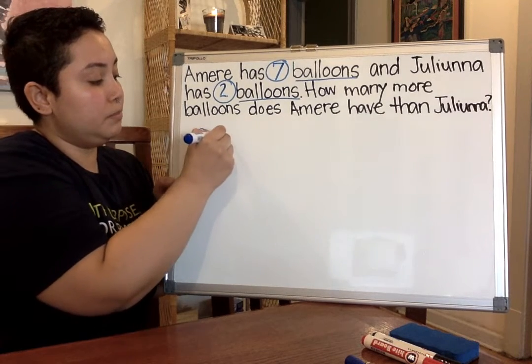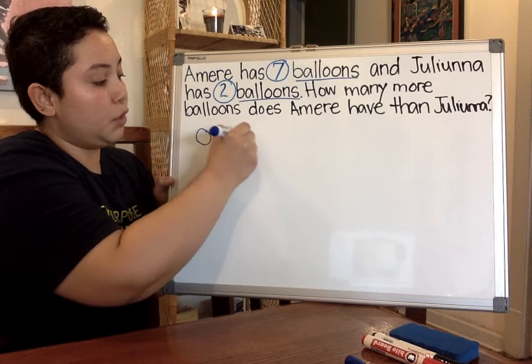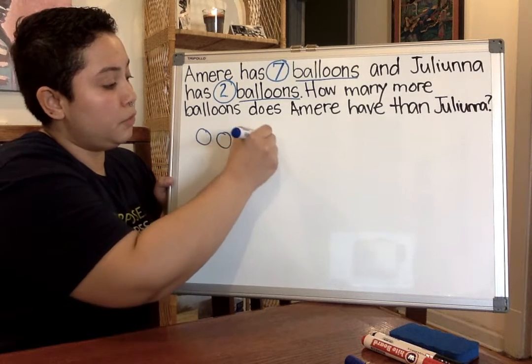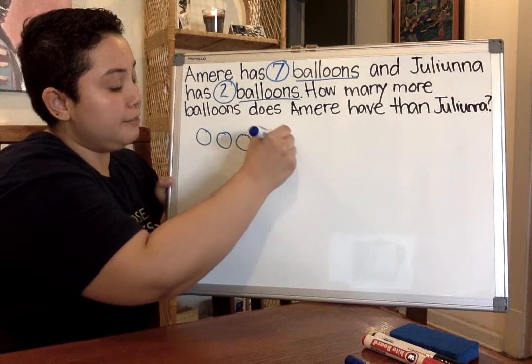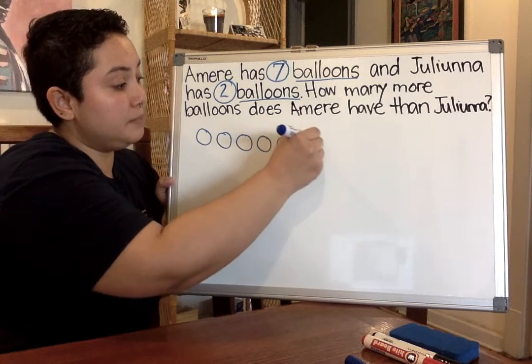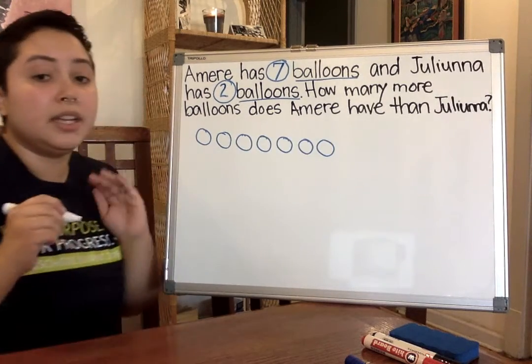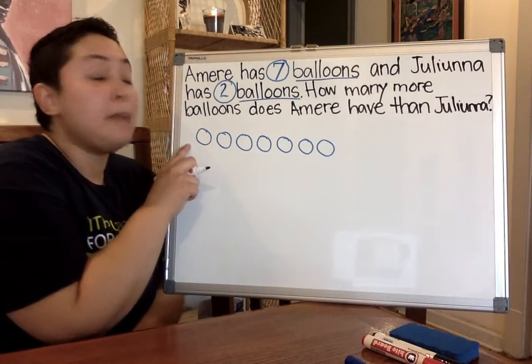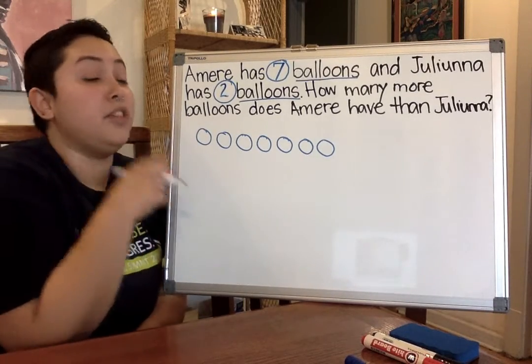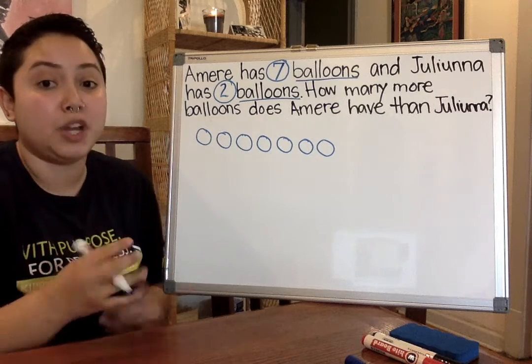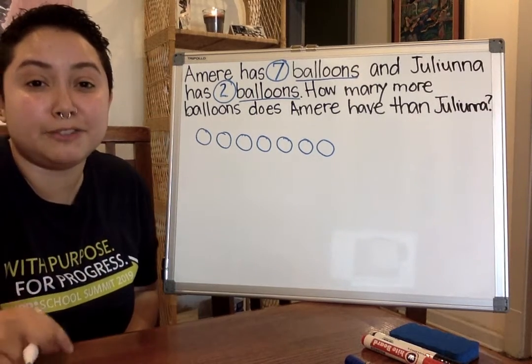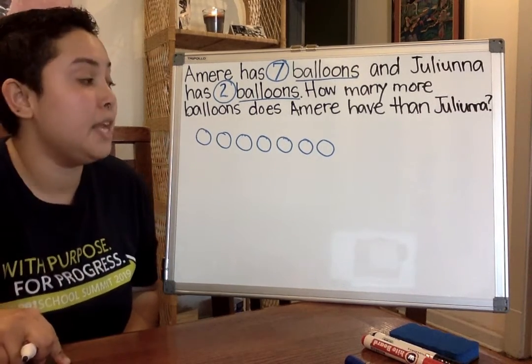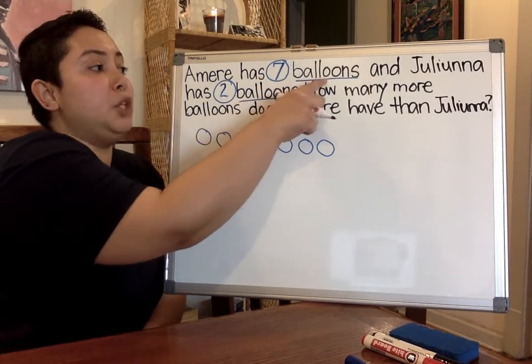1, 2, 3, 4, 5, 6, 7. Now, I know that we've been doing our math by putting 5 on the top and 5 on the bottom if we have something left. But today, we're doing it a little bit differently since we are comparing. Now, I made my 7 balloons.